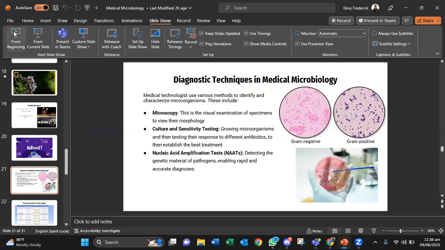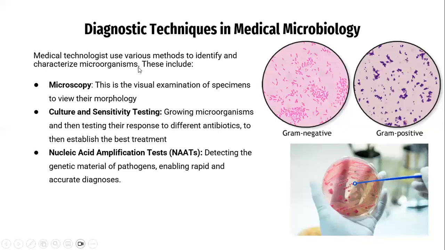But we're starting off with some diagnostic techniques in medical microbiology. So that's things that we would do in the lab. Medical technologists use various methods to identify and characterize microorganisms. These include microscopy, where we visualize the specimen under the microscope and just look at their morphology. And we could also do culture and sensitivity testing, where we grow the microorganisms and then test the response to different antibiotics, for example, to establish the best treatment. That is something that we do at the lab, for sure.